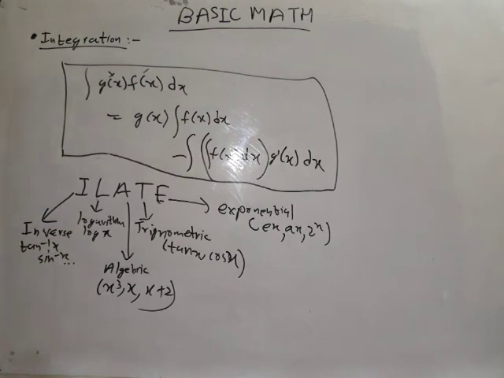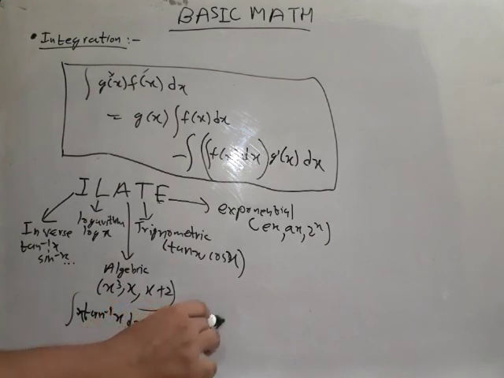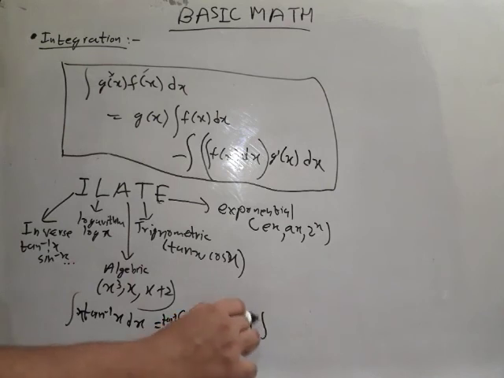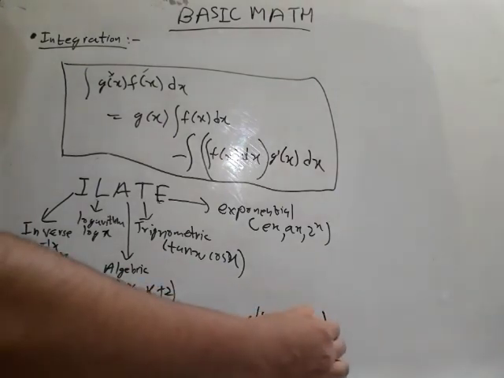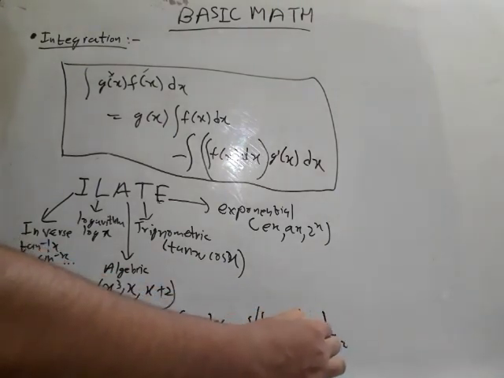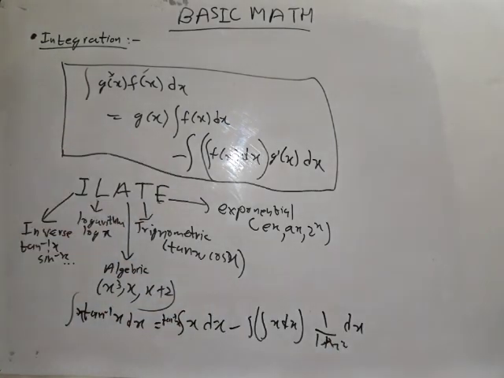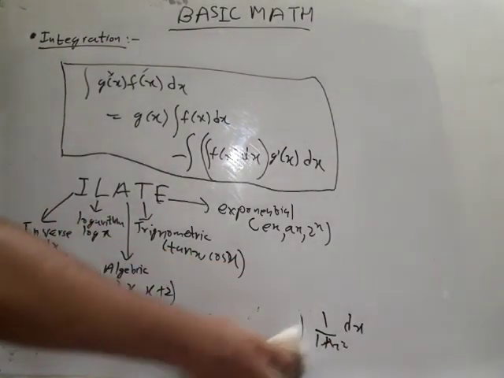Okay, now suppose it comes integral x tan inverse x dx. So we see that it is multiplication of algebraic and inverse. So since algebraic is later, we integrate this, means it is tan inverse x into x dx minus integral of x dx, times the differentiation of tan inverse x, which is 1 by 1 plus x square, dx. Okay, like this. So remember ILATE, and you can do all the questions.